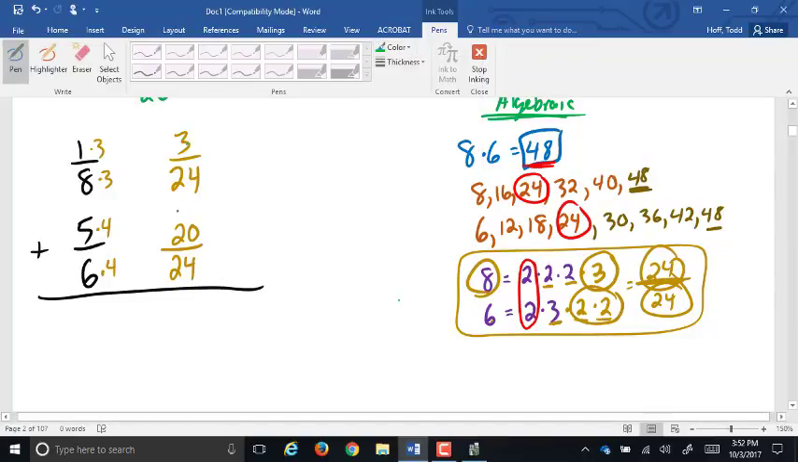Now we add those up. 3 24ths plus 20 24ths. We combine the counts. 3 plus 20 is 23, and we keep the same name.